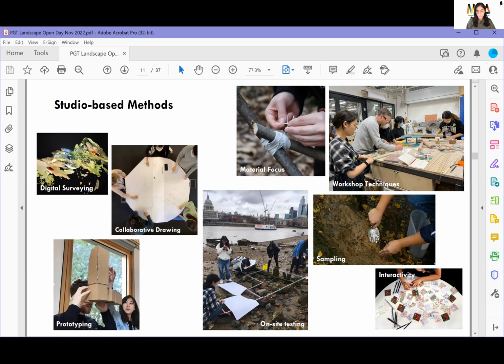And just to say, the students also define those approaches. So you'll never be told exactly what you have to do, I hope. You're open to interpret the brief in your own way and develop your own ways of working, which will be supported and enhanced by your tutors.